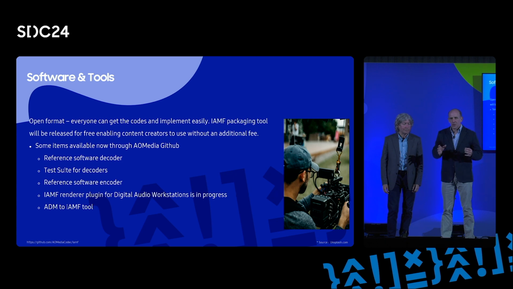So in terms of what's next, again, a great advantage of an open source solution is that you have access not just to the specification, but to the code. Many of the tools that we're talking about right now are available in our GitHub repository. Some additional creation tools are coming soon. Within the GitHub repository, and I think there's a link in the bottom left of this slide, there's a reference software decoder, and a test suite for implementers to test their IAMF decoders to make sure that they're compliant with the specification. There's a reference software encoder, which allows you to go out right now and start to create IAMF content.